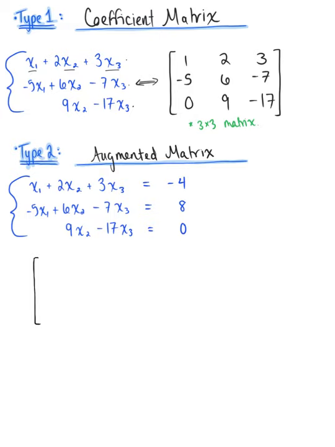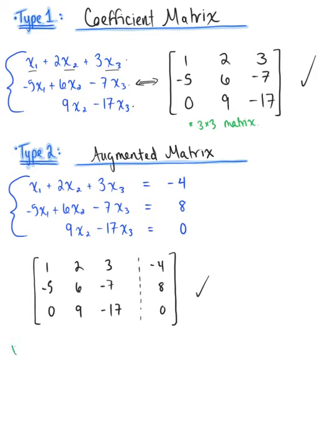So we'll have that same coefficient matrix. We'll have 1, 2, 3. We have -5, 6, -7. And then we have 0, 9, -17. And then where the equal sign is, we'll draw a dotted line. So that is indicating to us that this is augmented. And then we have a column for the constant terms, -4, 8, 0. So these are the two types of matrices that we'll be working with, our coefficient matrix and the augmented matrix.